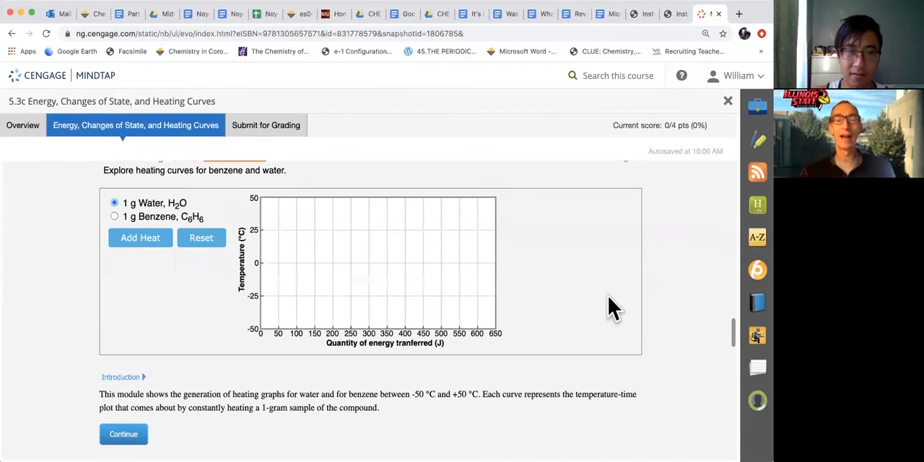So they have a graph, and as we've talked about before, when you approach the graph, let's look at the axes first, right? And so here it says quantity of energy transferred, right? So this is the amount of energy across the bottom on the horizontal axis, and it's got the temperature on the vertical axis. And so I apparently can take one gram of water or one gram of benzene by selecting those, and I can add heat to it. So let's start with water and see what happens.